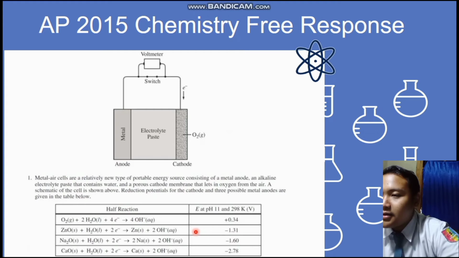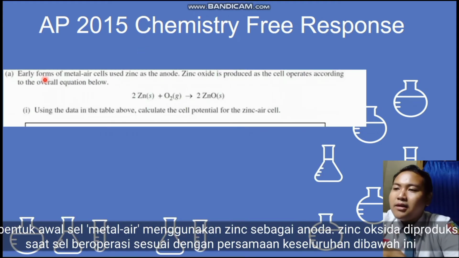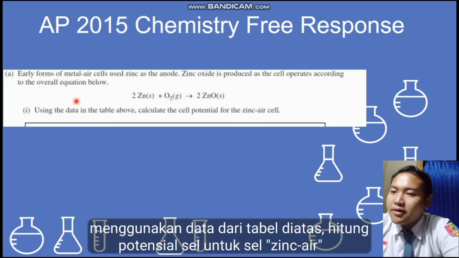Okay, next. A. An early form of metal air cell used zinc as the anode. Zinc oxide is produced as the cell operates according to the overall equation below. Okay, using the table above, calculate the cell potential for the zinc air cell.